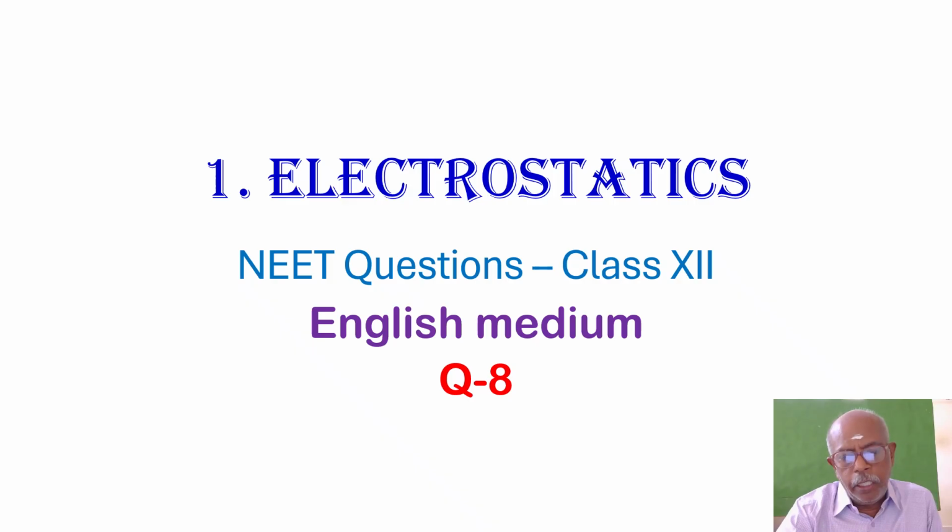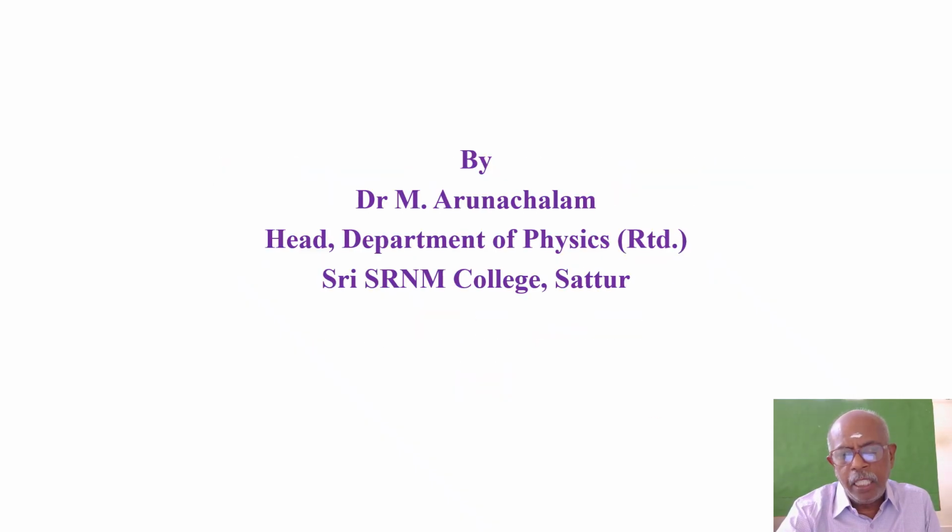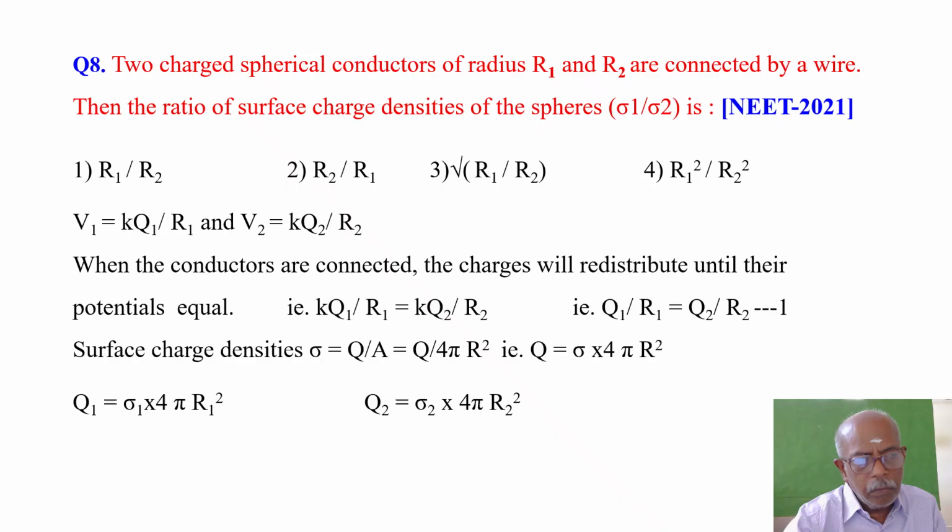In this week we are going to solve some multiple choice questions in the chapter Electrostatics, which is in your class 12 syllabus. What is the question? Two charged spherical conductors of radius R1 and R2, that is, conducting spheres, are connected by a wire. Then the ratio of surface charge densities of the spheres, sigma 1 by sigma 2, is: option 1, R1 by R2; 2, R2 by R1; 3, square root of R1 by R2; and 4, R1 square by R2 square.